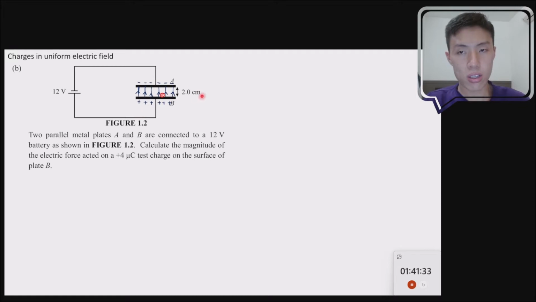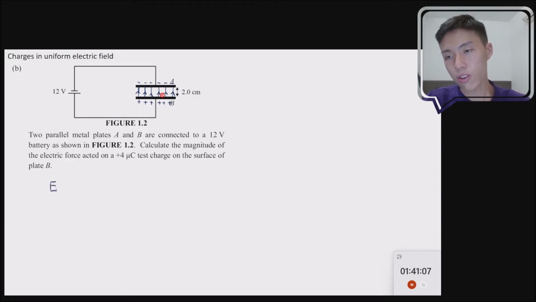So you should determine the electric field in between the plates first. Once you determine it, you know that everywhere in between the plates, the electric field is the same. So you can immediately assume that this is the electric field interacting with the positive charge. Once you know the value of the charge and the electric field, you can determine the force using the equation. So that's our strategy. First, we determine the electric field.